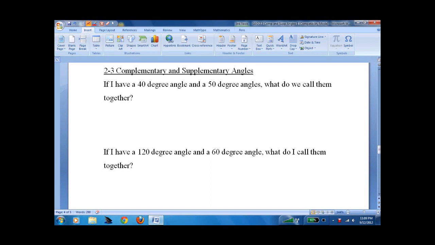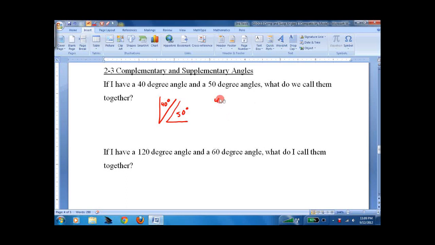Lesson 2-3, Complementary and Supplementary Angles. If I have a 40-degree angle and a 50-degree angle, what do we call them together? Well, since 40 plus 50 equals 90, any two angles that add up to 90, we call them complementary angles.